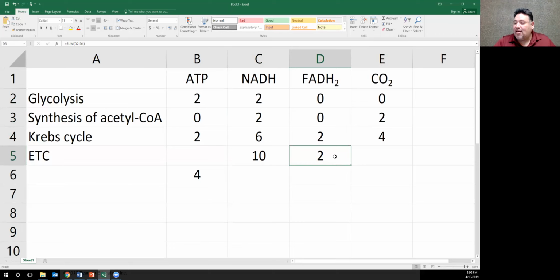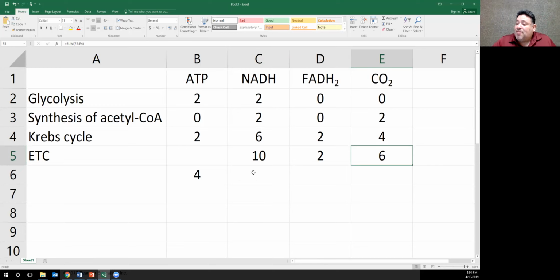That's it, okay? And now when we add our carbon dioxide, this is not energy, but we notice that we get 6 carbons. And that makes sense because glucose has 6 carbons. So therefore we should end up with 6 carbon dioxide. So that 6 came out right.